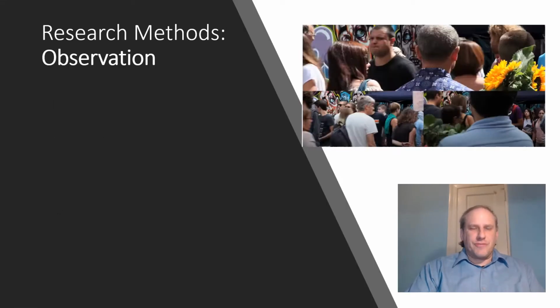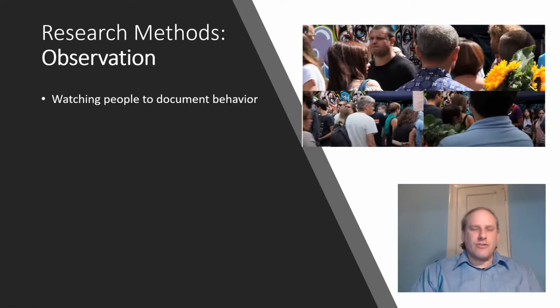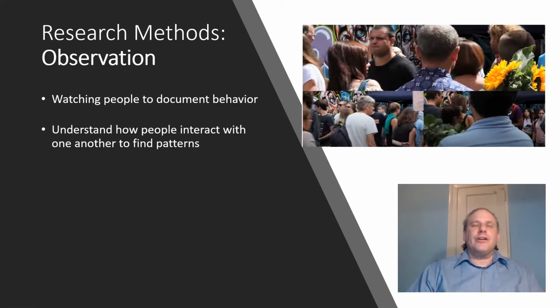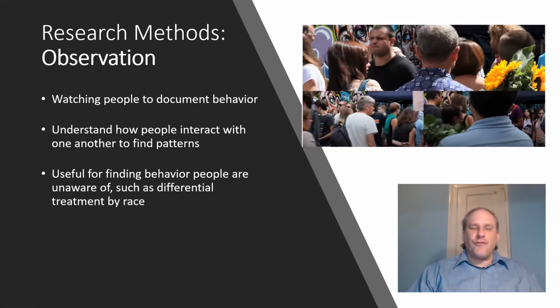The next kind of research method is observation. As it says, it's a way of watching people to document behavior, seeing things that they do, but might not even observe about themselves. You can see how people interact with one another and find patterns in that interaction. It's often useful for finding behavior people are unaware of, such as differential treatment by race. They might not be aware of what they're doing, but by observing, you see people are treating people of a different race, of a different gender, or differences of all sorts of kinds. And you can actually see that correlation just by observing carefully.